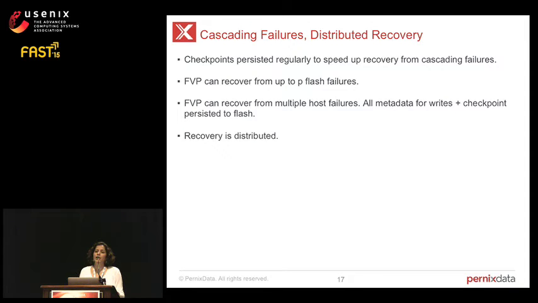Recovery is distributed in that every peer or every host is self-sufficient. It has all the information it needs in order to execute the recovery for the affected VM. Once it has a lock, it knows how to proceed. It does not need to communicate with other hosts to figure out how to go forward.